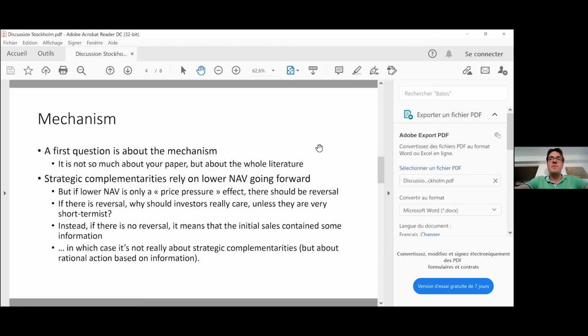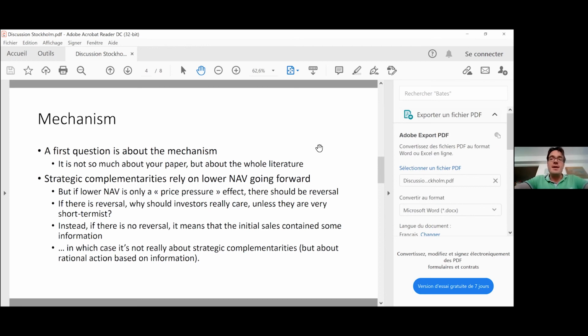By the way, I don't know if people have looked at that in the literature, whether those people that seem to respond to strategic complementarities are more short-termist than others. But I think it would be important to do that, not for this specific paper, but for the literature in general, because I think that's the only way the story could go through.